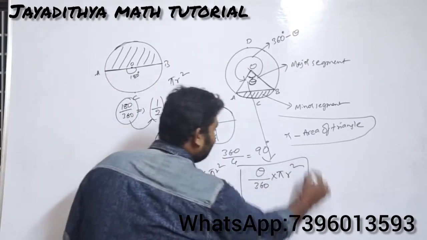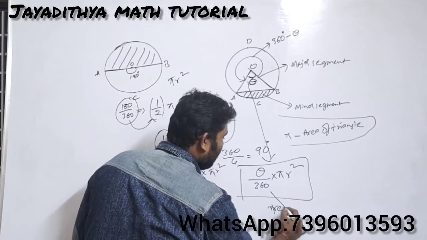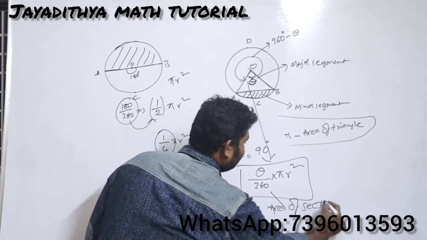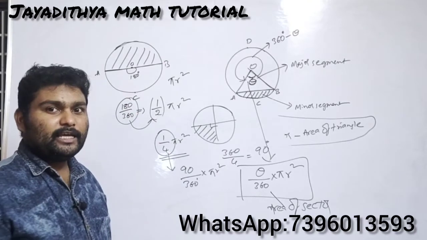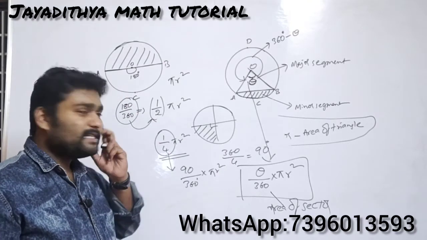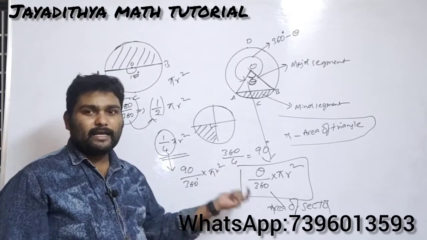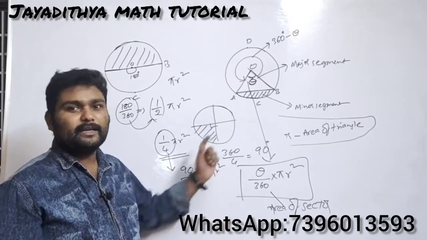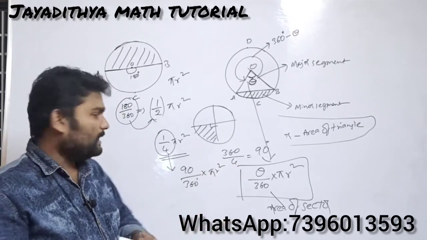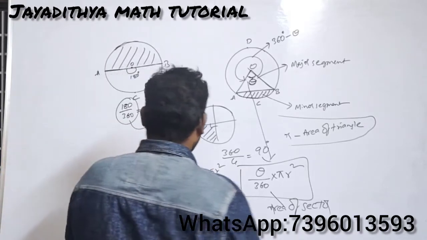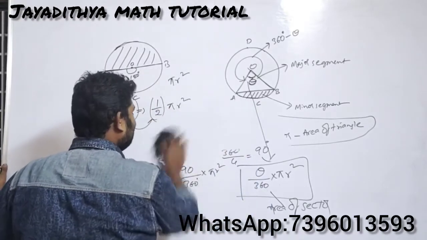So this is the formula for the area of the sector. Theta by 360 into pi r square is the area of the sector. That depends on the angle. If the angle is less than 180, it is the minor sector. If the angle is greater than 180, it will be the major sector. Okay, I hope you are understanding my concept.